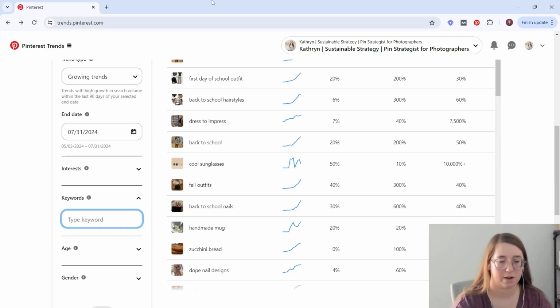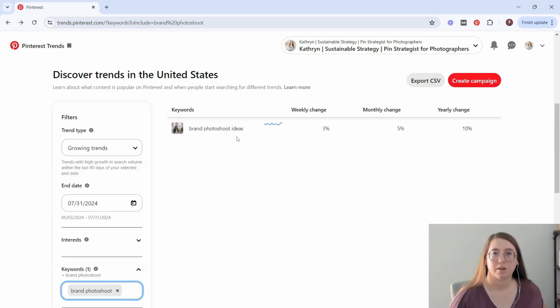So one that I always like to do is brand photo shoot, and we are going to see brand photo shoot ideas. So this one is quite short. Usually you'll have a list of keywords here. The weekly change is 3%, so that means this keyword is trending better this week than last week. The monthly change is 5%, so that means this month is 5% better than last month, and the yearly change is 10%. So I'm going to take this brand photo shoot ideas, and because all of these are positive, I am going to add this to my list. And then we do the whole thing over again.